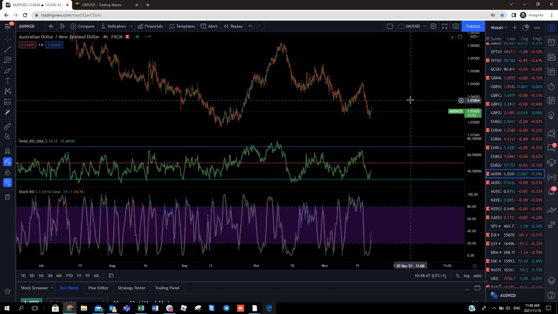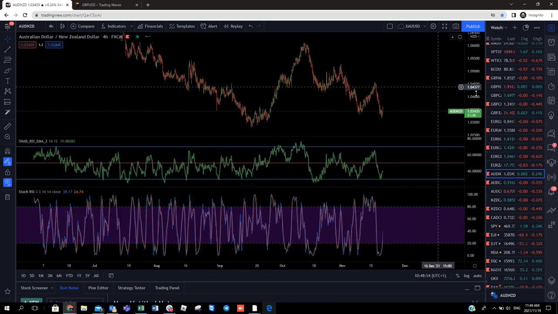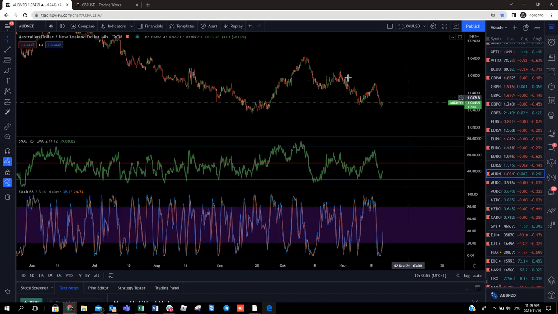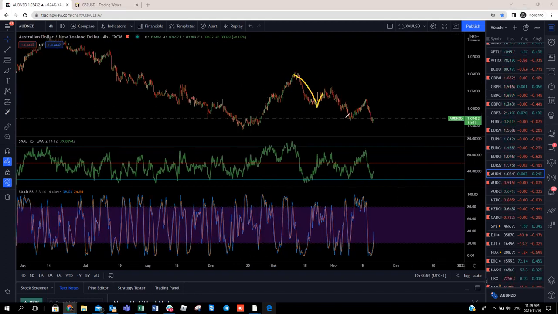Looking at the crosses. Audi New Zealand. We wanted to see Audi New Zealand do this. It has pulled back in this fashion. It's come down here. There's a possibility that it comes around this level. So let's see what happens when you get to this level here.